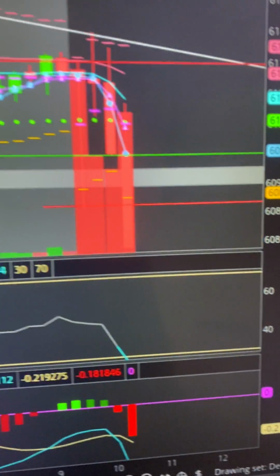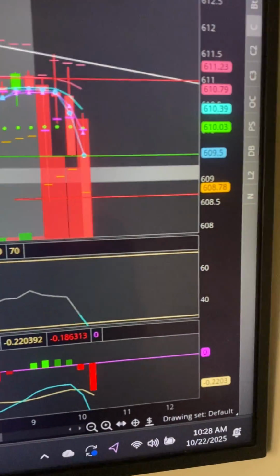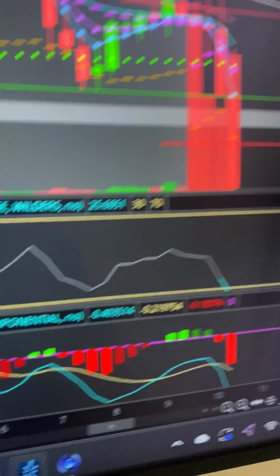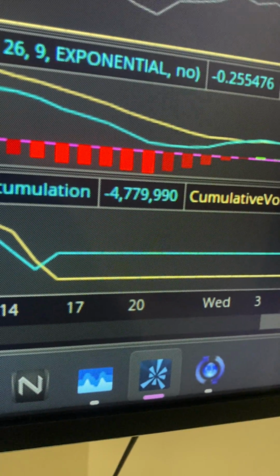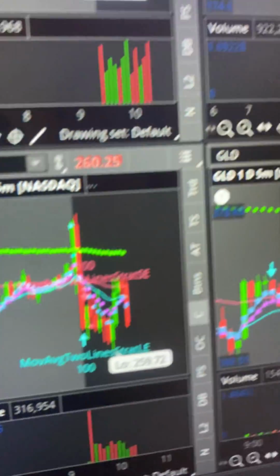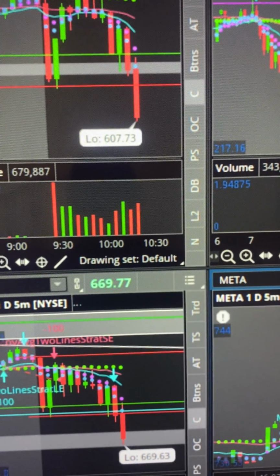So we got big volume. Same with SPY. Let's see what the 5-minute is doing. Yep, so a big move.